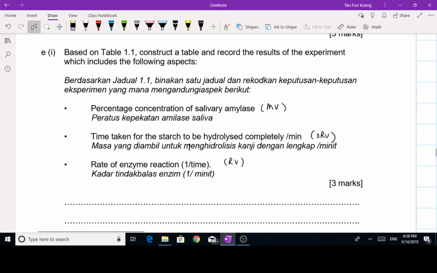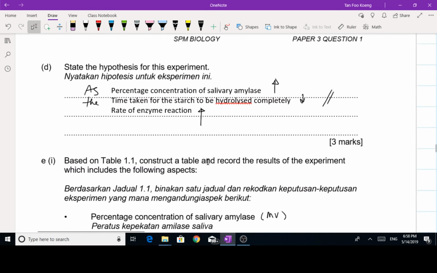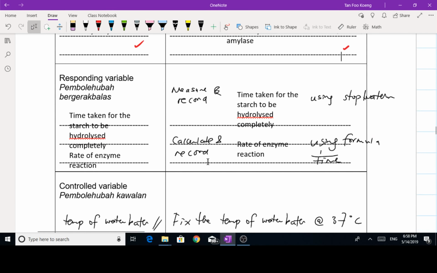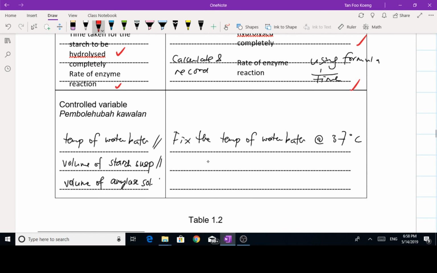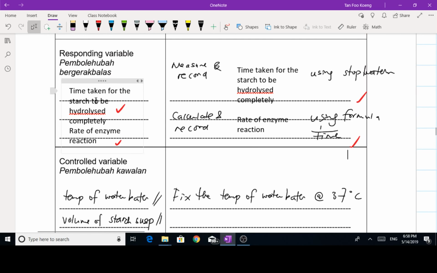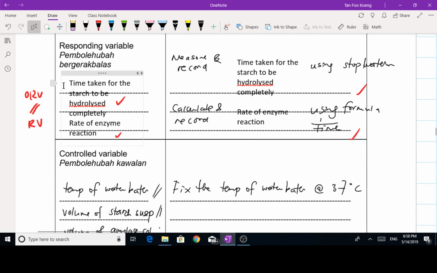Now in SPM, you will be given a formula. So make use of the information in E1. Okay, so by doing so, you get 2 ticks. Alright, now next one. Okay, now of course some of you will ask, do I need to write both? No, you just need to choose one. You either write the ORV or RV, either one. If you choose to write ORV, then your behavior is measured. If you choose to write RV, your behavior is calculated.